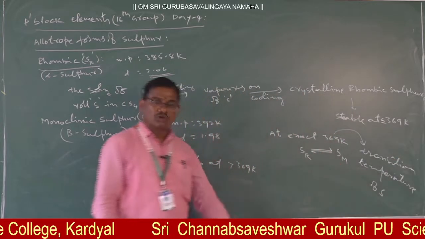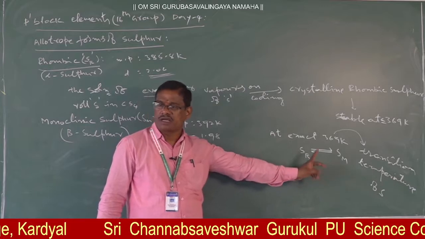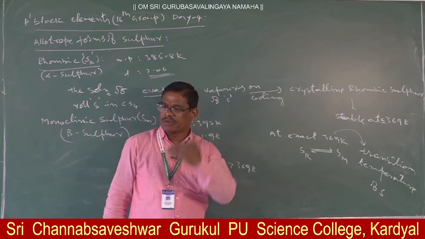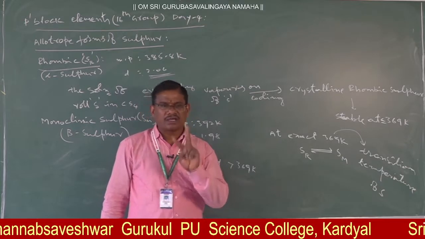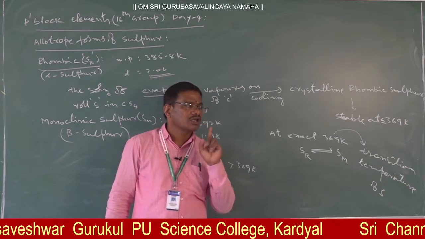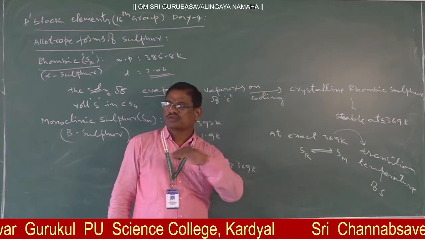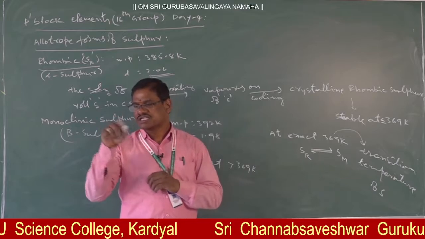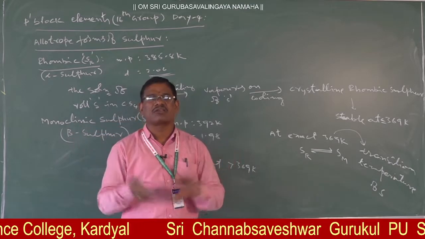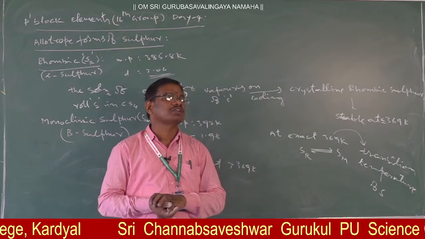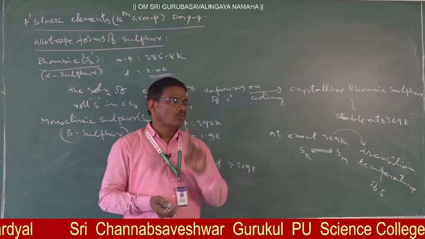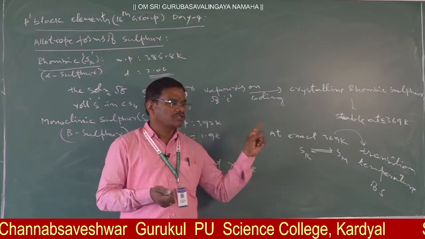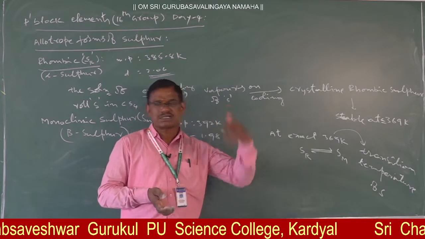Clear? So this temperature is important. Sometimes they ask what the transition temperature of sulfur is. What do you mean by transition temperature? The main allotrope forms of sulfur, rhombic and monoclinic, are held in equilibrium, or one gets converted into the other at 369 Kelvin. There exists an equilibrium, and that temperature for sulfur is called the transition temperature. Monoclinic sulfur is stable at more than 369 Kelvin, and rhombic sulfur is stable at less than 369 Kelvin.